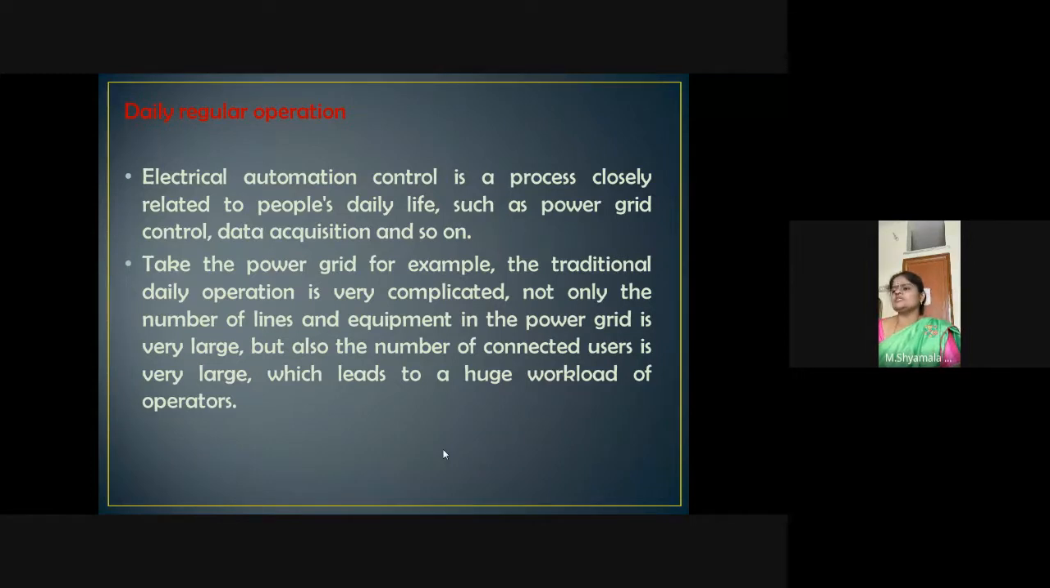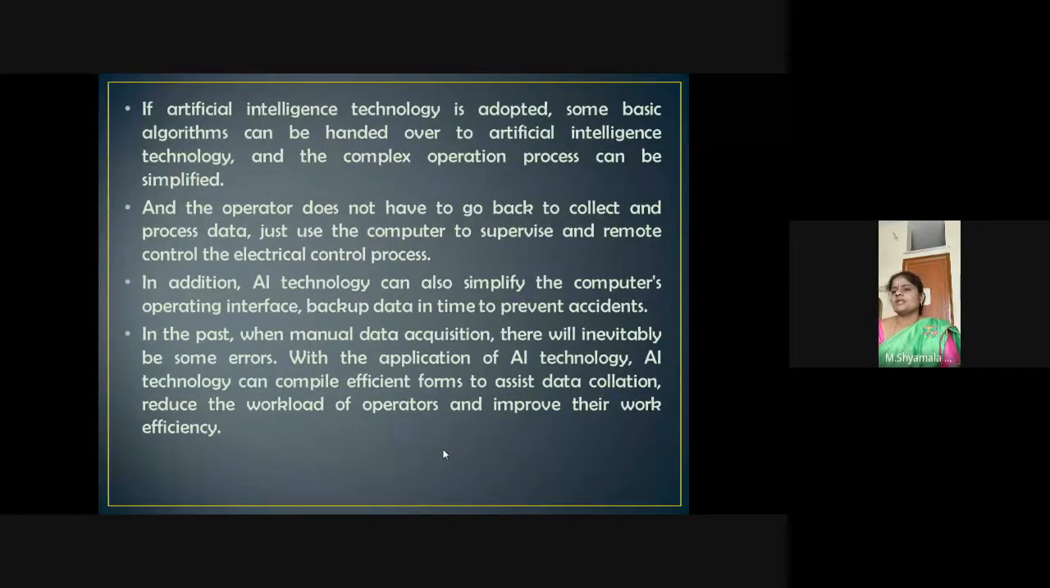Traditional daily operation is very complicated. Not only is the number of lines and equipment in the power grid very large, but the number of connected users is also very large, which leads to a huge workload for the operator. If artificial intelligence technology is adopted, some basic algorithms can be handed over to it and the complex operation process can be simplified.